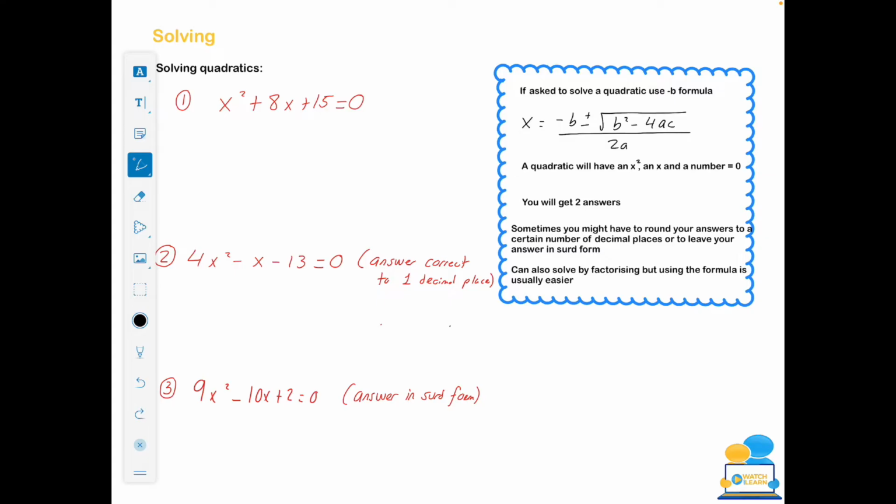Now bear in mind these may not always be x's. They could be y's or z's or a's. They could be any letter. We'll just go with x now. That's the most common.